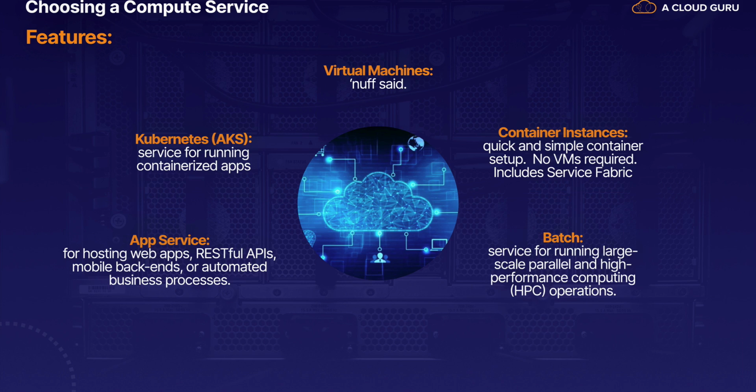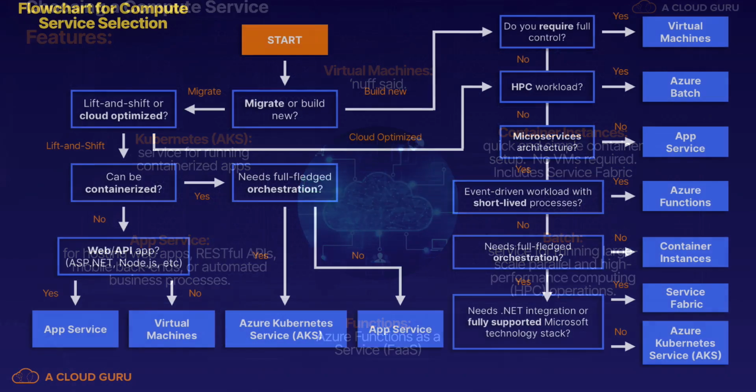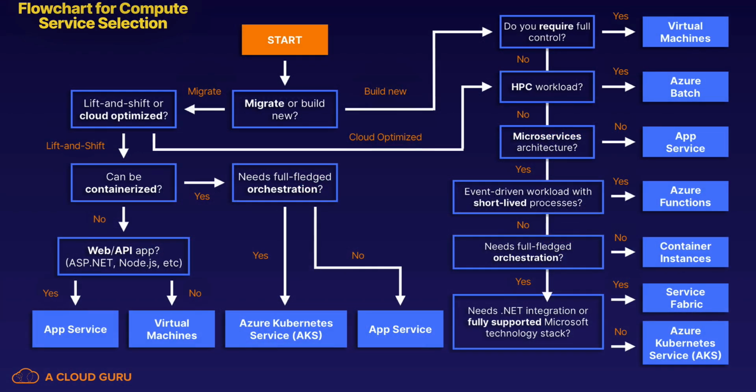You have batch processing, and that's for running high-performance computing operations, so large-scale parallel jobs, and that can be pretty expensive when you're running HPC, so you want to definitely be aware of your costs whenever you're running batch services. And of course, Azure Functions. And whatever your application end goal is going to be, it's going to land somewhere inside these 6 options. And so if you go back to the flowchart for compute service selection, you'll see a breakdown of what's going to land you into what compute service.